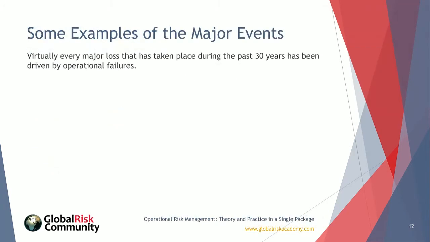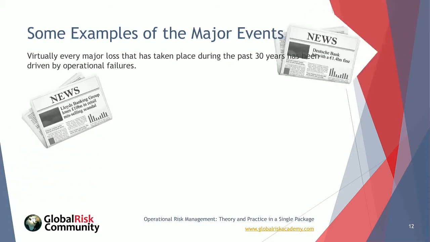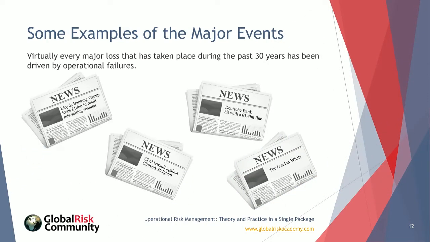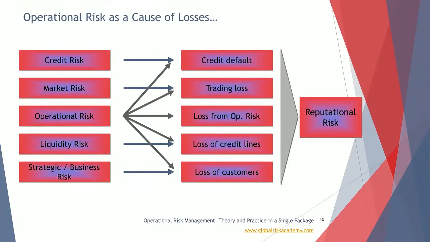Operational risk is perhaps the most significant risk organizations face. Virtually every major loss that has taken place during the past 30 years, from Enron, WorldCom, Barings Bank, to the unauthorized trading incidents at Societe Generale and the subprime credit crisis, has been driven by operational failures. Many financial institutions have spent millions of dollars trying to develop a robust framework for measuring and managing operational risk. Yet, in spite of this huge investment, for many firms, developing a viable operational risk management program remains an elusive goal. As you can see from this slide, operational risk can trigger losses in credit default, trading, loss of customers, and many more activities.